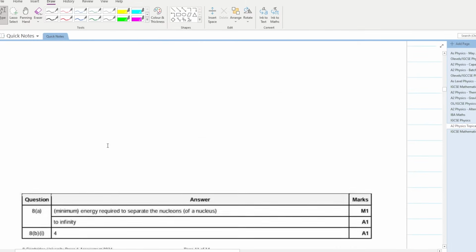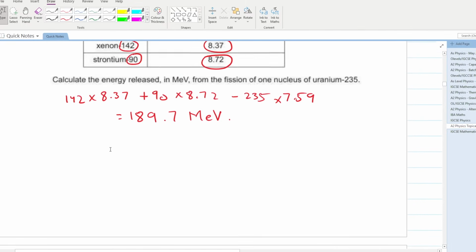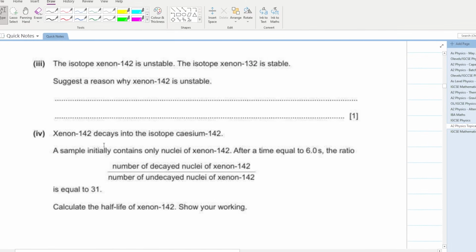189.7. Yeah, the marking scheme is also giving the same answer. Correct. Let's move on to part 3.